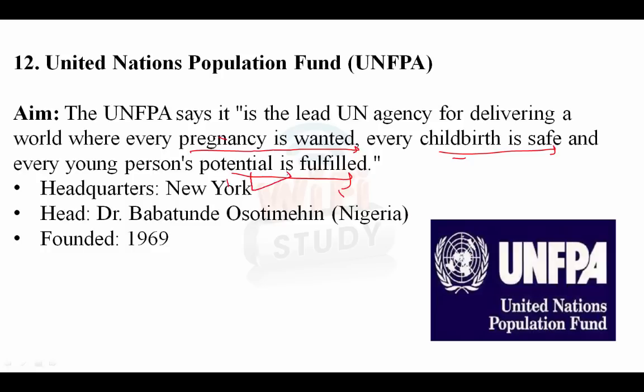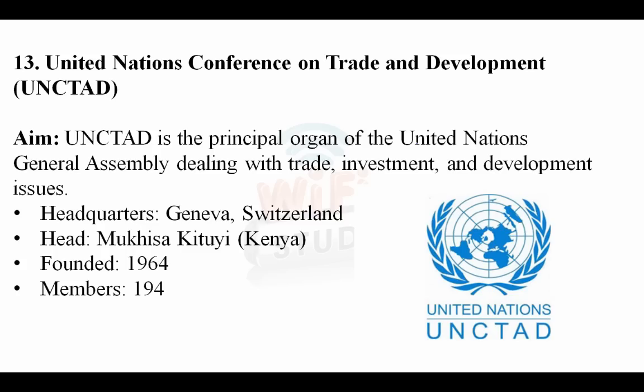Its headquarters is in New York, and the head of this is Babatunde Osotimehin, who is from Nigeria, and this organization was founded in 1969. Okay, so you only need to remember the headquarters of the United Nations Population Fund, in New York. Now let's see United Nations Conference on Trade and Development.